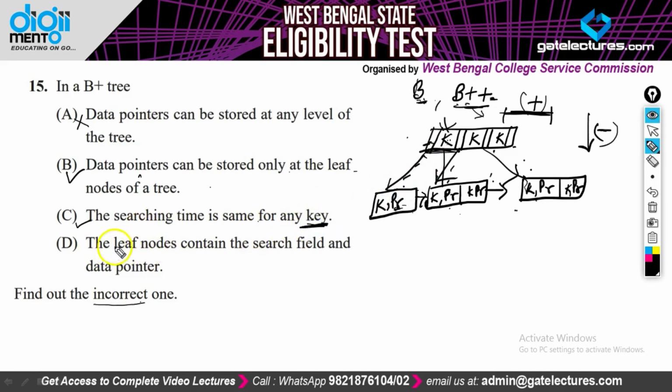The leaf nodes contain the search field and data pointer. Yes, it contains key and data pointer. Okay, not the node pointer. Node pointers are only at the internal nodes or your root node. So option D is also right. So which option is right? We have to pick out the incorrect one. So option A is incorrect.